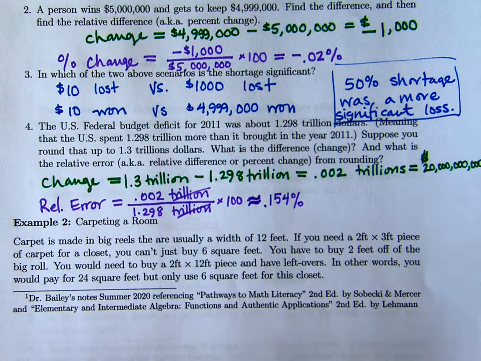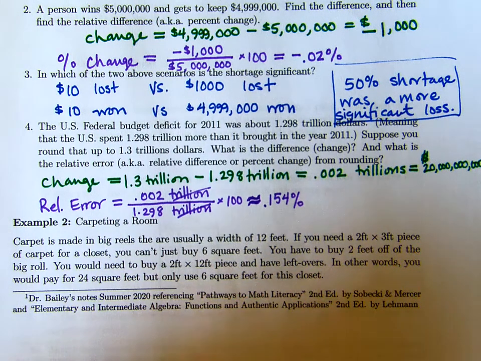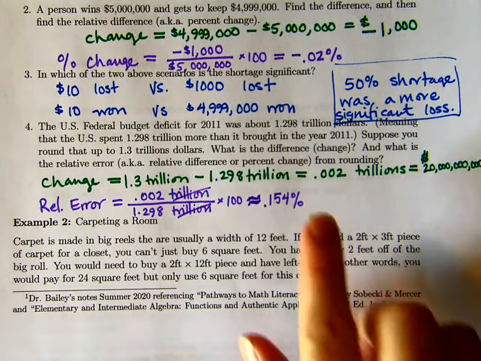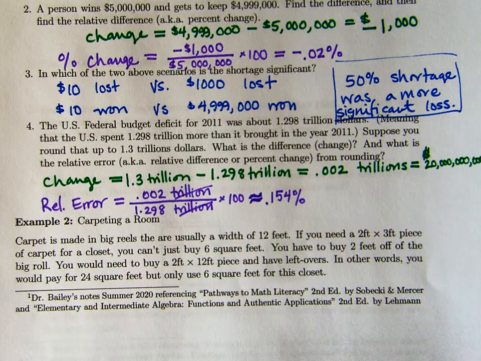Okay, let's carpet a room. Carpet is made in big reels, and they're usually 12 feet wide. If you need a 2 foot by 3 foot piece of carpet for a closet, you can't just buy 6 square feet, unless you buy a remnant.